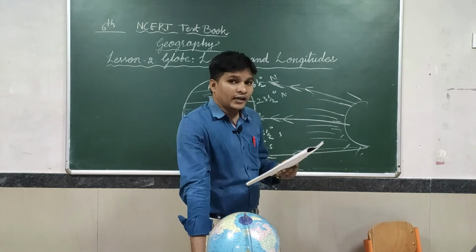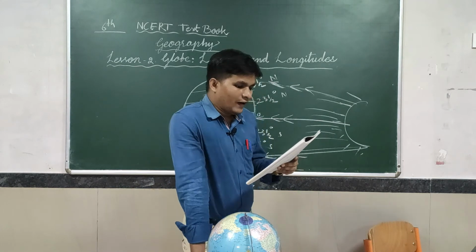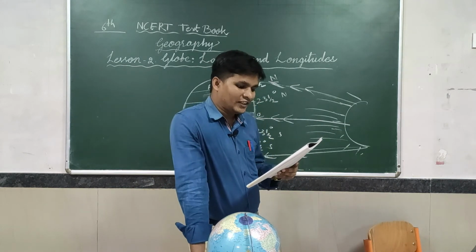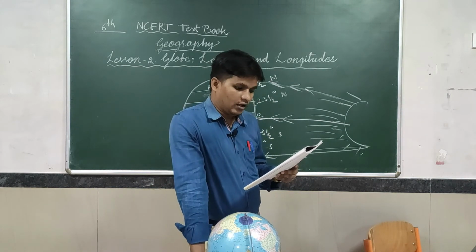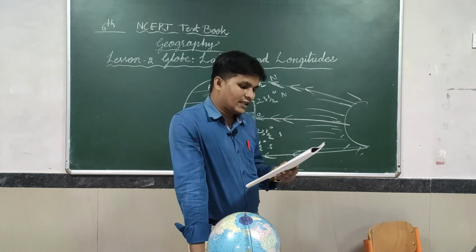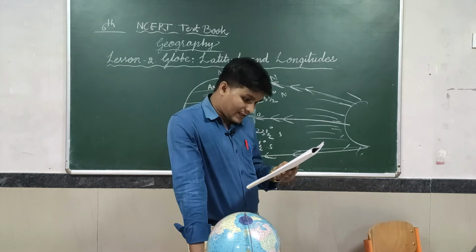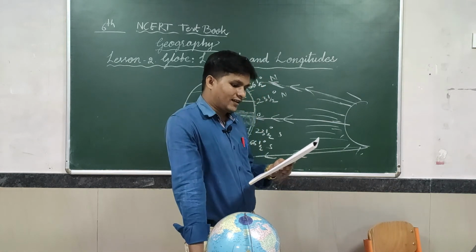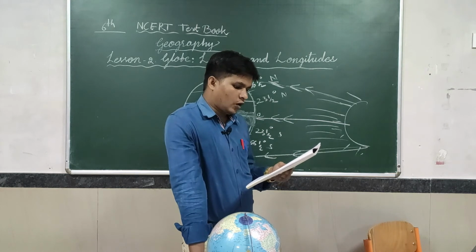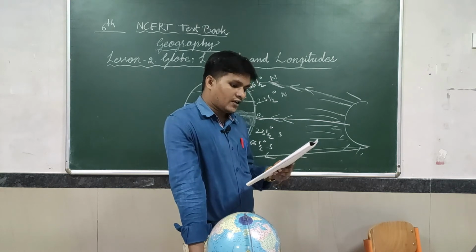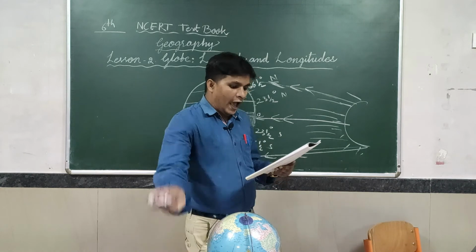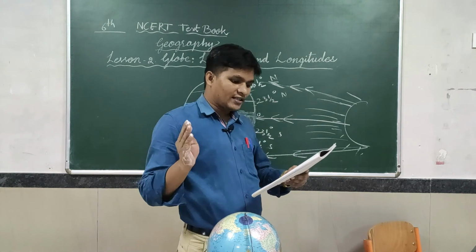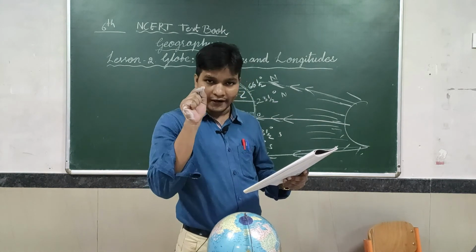So listen, I will read the content. The midday sun never shines overhead in latitudes beyond the Tropic of Cancer and Tropic of Capricorn. The angle of the sun rays goes on decreasing towards the poles. As such, areas bounded by the Tropic of Cancer and the Arctic Circle in the northern hemisphere, and the Tropic of Capricorn and the Antarctic Circle in the southern hemisphere, have moderate temperatures. These are therefore called temperate zone.